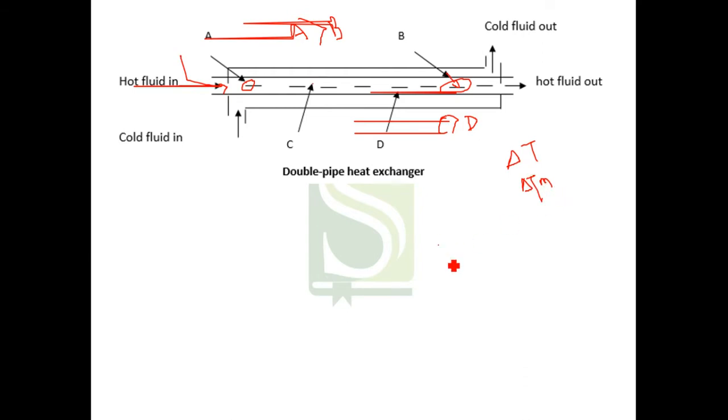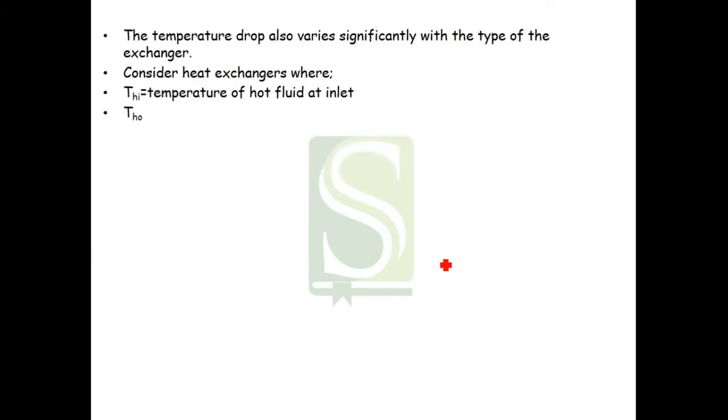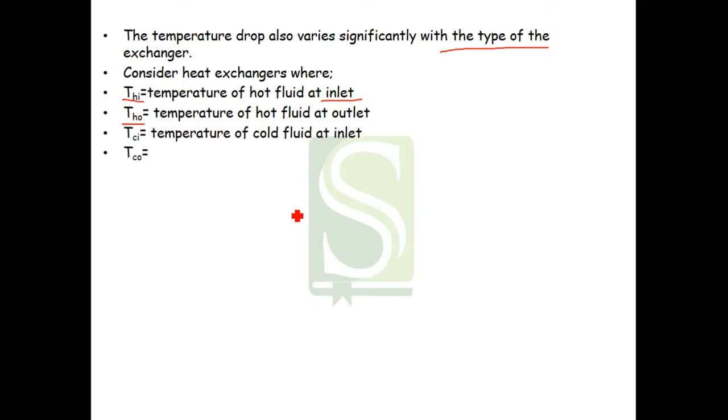delta Tm, right? So the temperature drop also varies significantly with the type of the exchanger. Okay, so consider the heat exchangers. I'll show you the diagram. So here you have to consider that you have two types of flows in the heat exchanger. In all the flows, Thi will be the temperature of the hot fluid at inlet, and Tho will be the temperature of the hot fluid at the outlet.